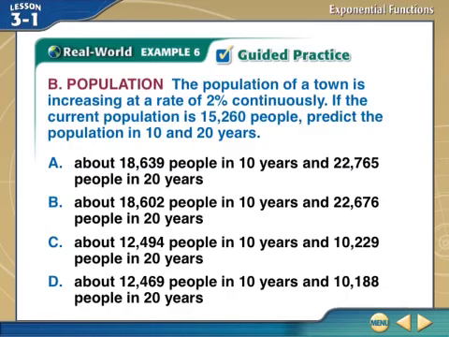In Real World Example 6, Part B, our population is going to increase at a rate of 2% continuously rather than annually. If the current population is 15,260 people, predict the population in 10 and in 20 years. You have 4 choices for responses here. I would like you to calculate your response and then choose either A, B, C, or D and press submit.